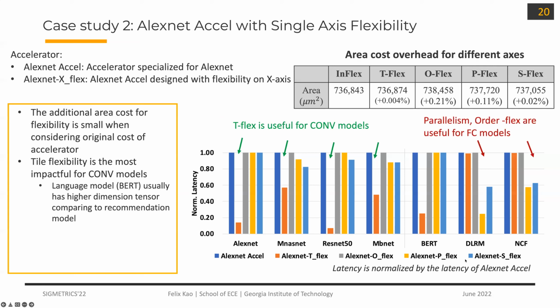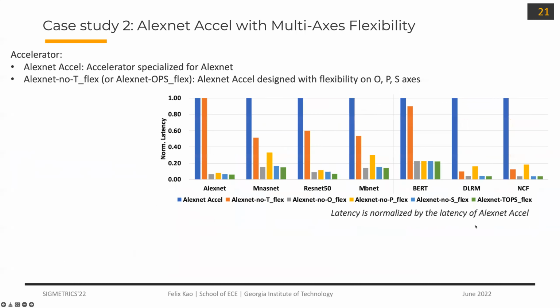And we can see that parallelism and order flexibility is pretty helpful for DLRM and NCF. It is because these models are so different from convolution models. To have flexibility to make different parallelism and order choices is essential. Therefore, parallelism and shape flexibility are impactful to be future-proof to new workloads.